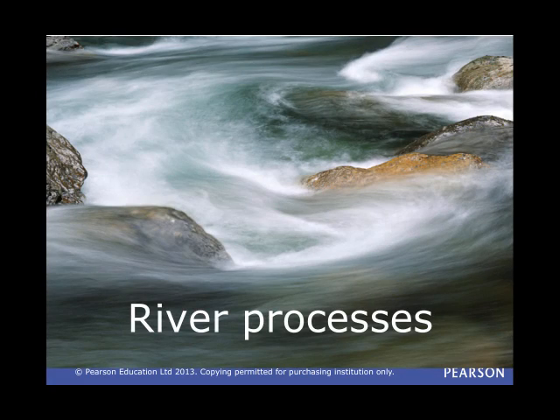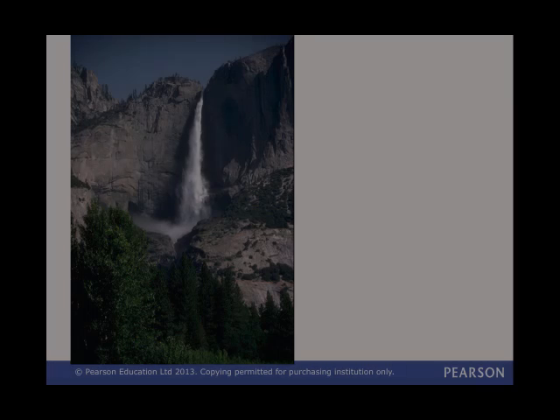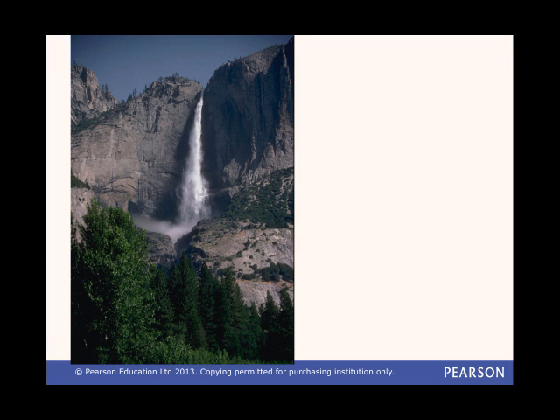Rivers erode material from their channels. They transport material and they deposit material. There are four main ways rivers erode, four main ways rivers transport, but only one way they deposit material: when they don't have enough energy to transport it anymore. Erosion is the wearing away of the riverbed and banks.